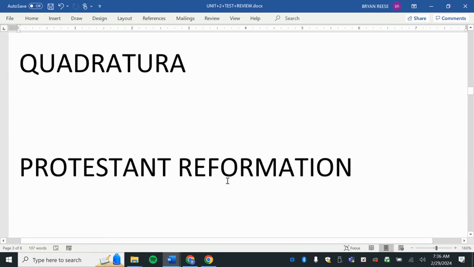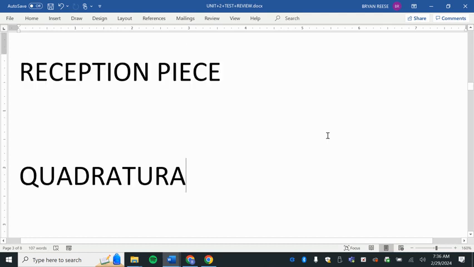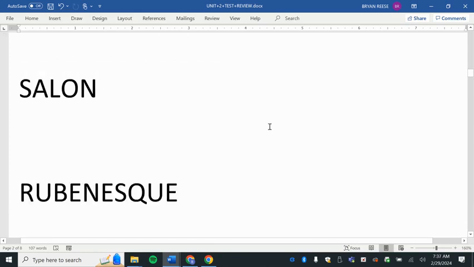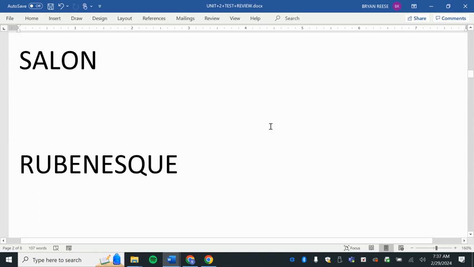The term quadratura is on the test. I discussed this when we were looking at the ceilings. I want you to know what a reception piece is. There's a question about Rubenesque on the test. I want you to know what a salon is. I want you to know both kinds of salon: Salon with a big S and a salon with a little s.